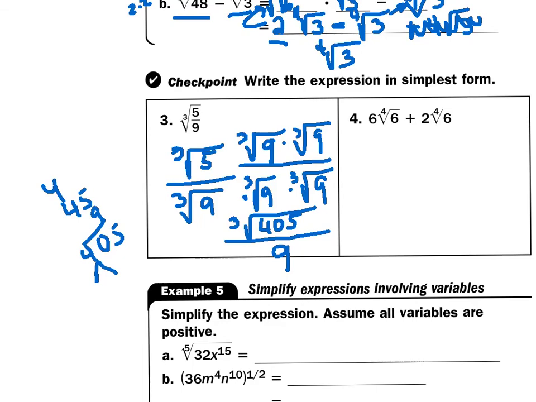Now, on 4, this one's a lot simpler. We have 6 of these and 2 of these, so how many of those do I have? Okay.